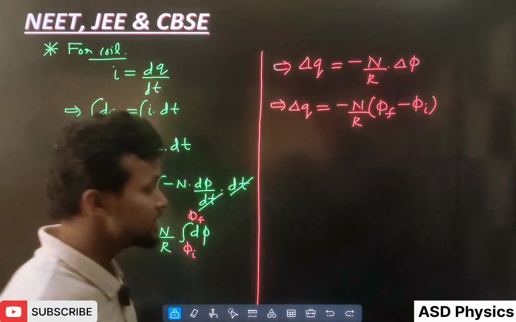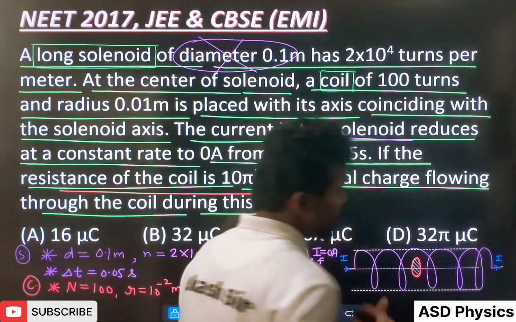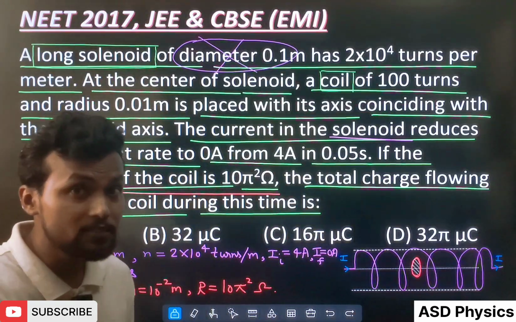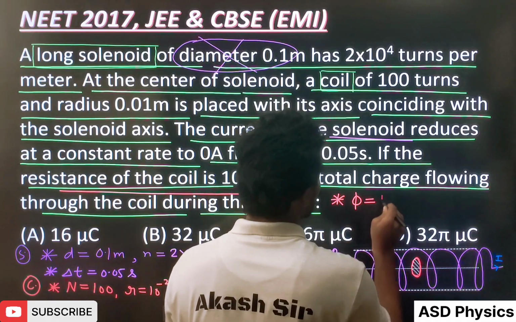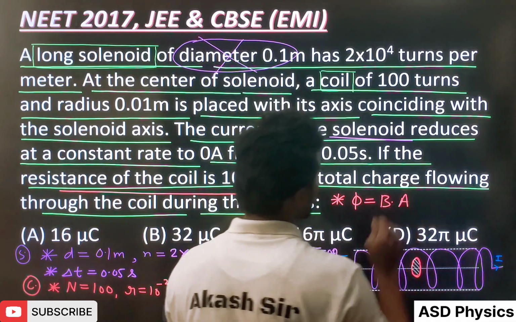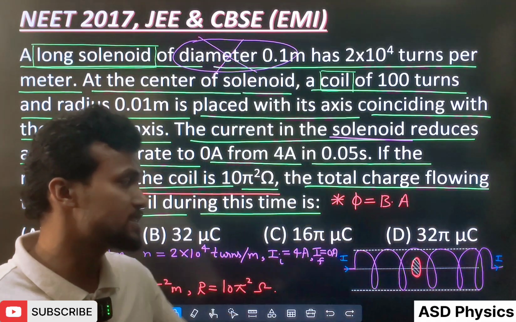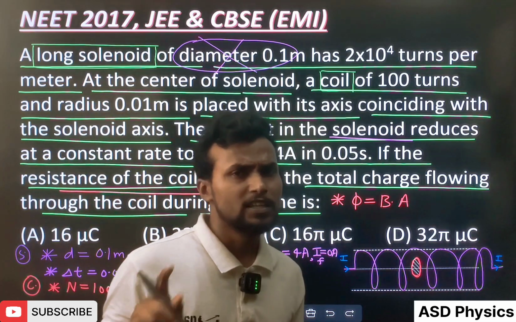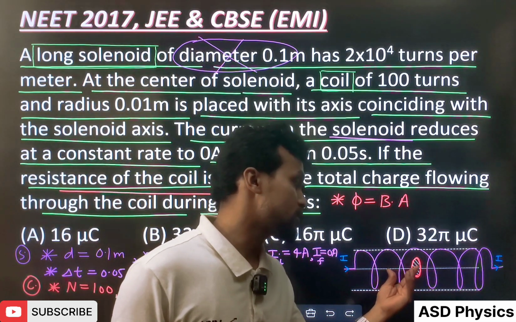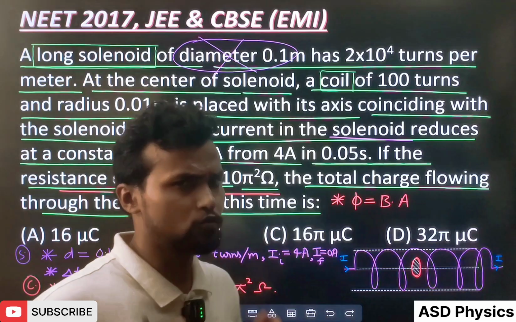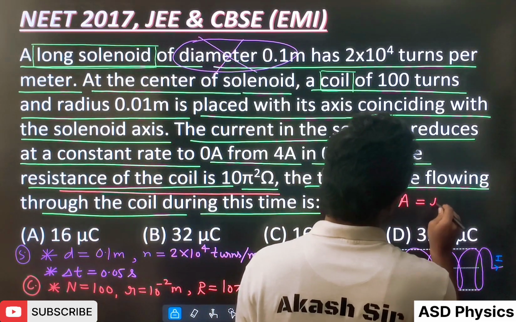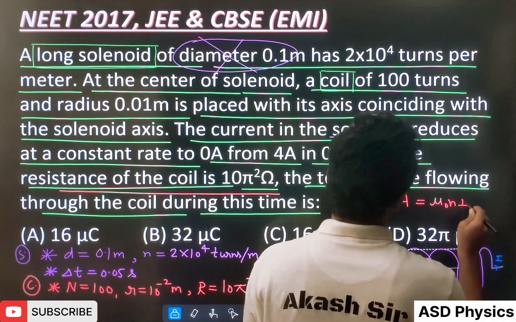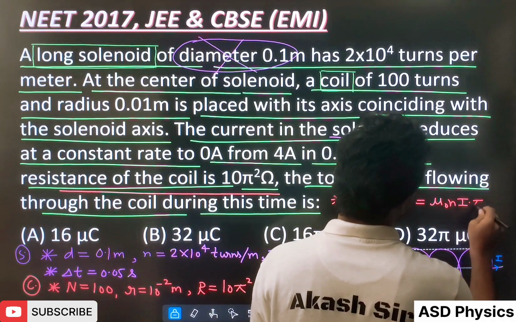Now let's see which flux will be 0. You know very well, flux means magnetic field and area. The general formula is flux equals B A cos theta, but in this situation theta will be 0 degrees, because I told you the area of cross section of the coil and the solenoid are parallel to each other. So this will be BA, and the magnetic field of the solenoid is mu naught N i, and area I can write as pi r square.